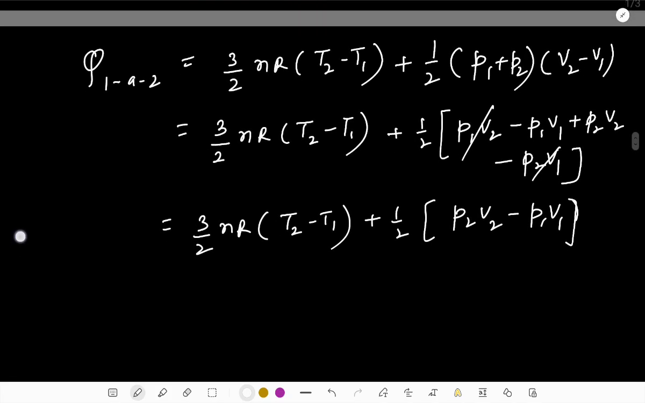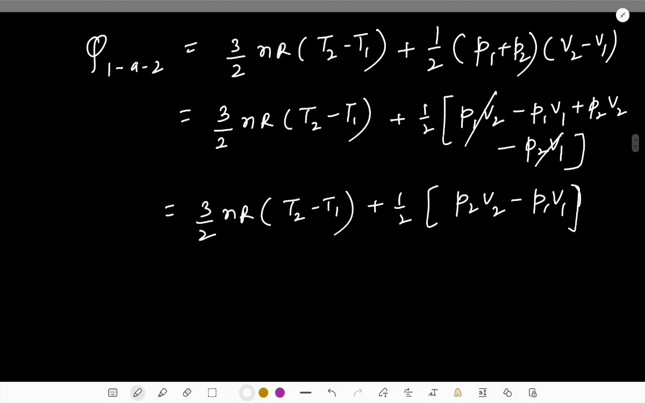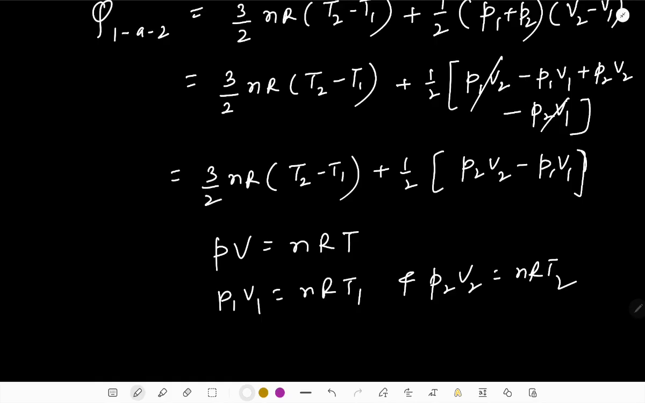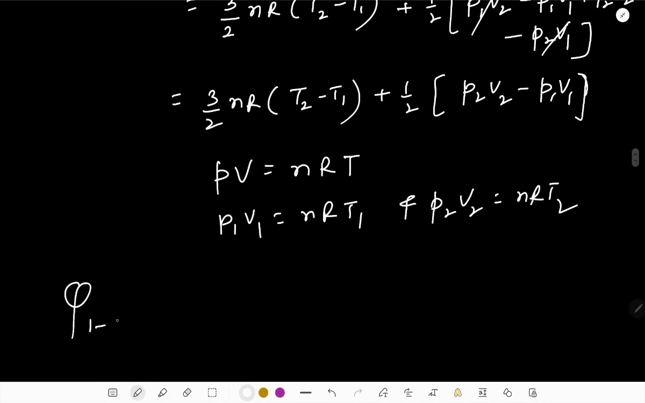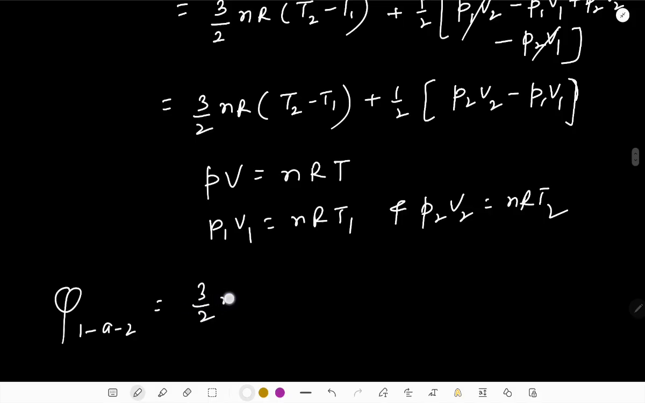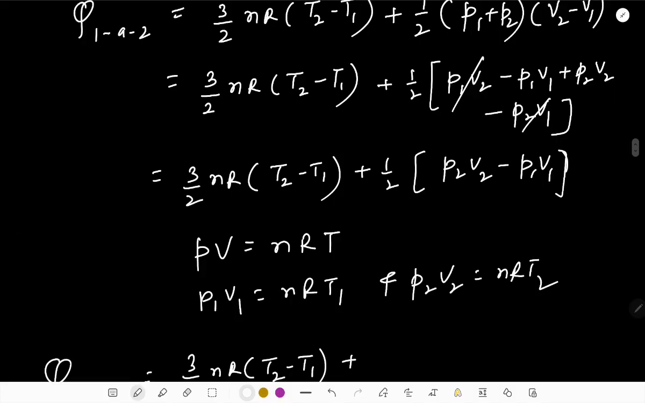And P2 V2 minus P1 V1 is what? You need to write it in terms of temperature, and you know from the ideal gas law PV is equal to nRT, so you must use it. You can write here P1 V1 equal to nRT1 and P2 V2 is equal to nRT2, and this is the game we play in first law of thermodynamics based problems. And now we have 3 by 2 nR (T2 minus T1) plus... I missed something.